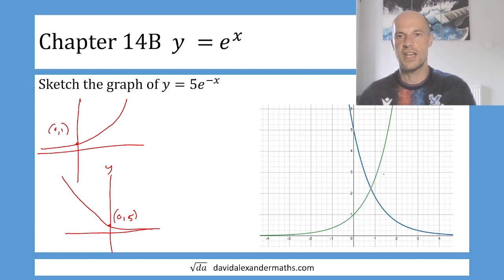Okay, let's take a look here. We can see it's a curve that's not shooting upwards, it's one that's shooting downwards, and it's going through 0, 5. And again, the x-axis is the asymptote here.